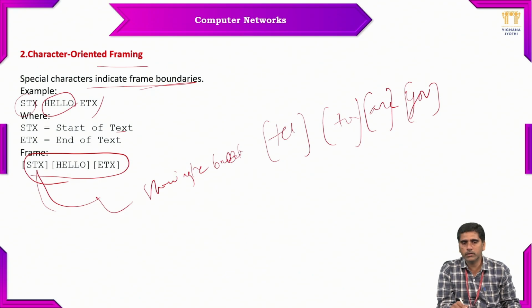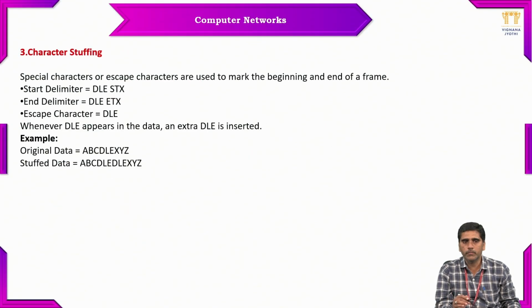Without these boundaries, how can we tell that this is the starting of the message and this is the ending of the message? Until and unless you create the frames, you cannot say where the message starts and where it ends. So that is character oriented framing.